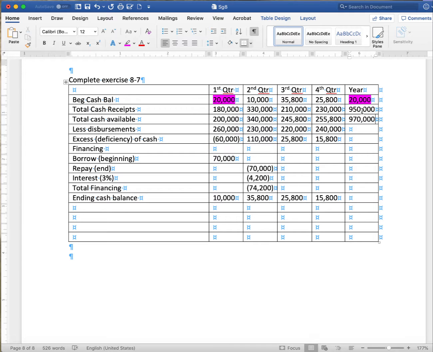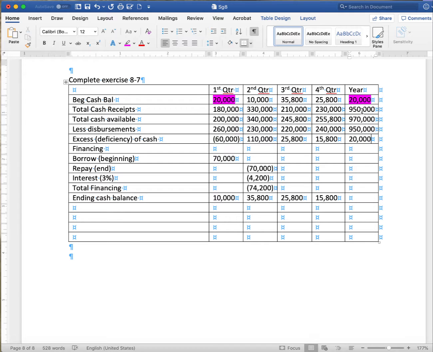$950,000 plus $20,000. Total cash disbursements, again, I'm going to add all those up. That ends up being $950,000. There we go. So what is my total cash available excess deficit over the period? We're going to make it $20,000.